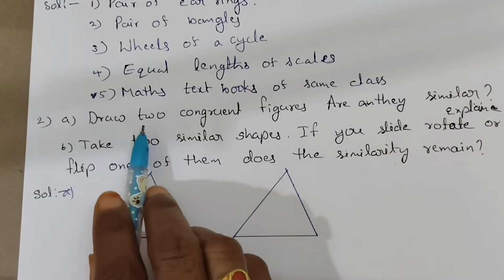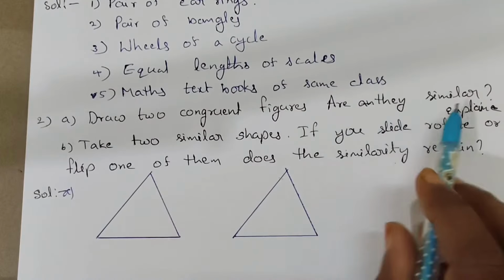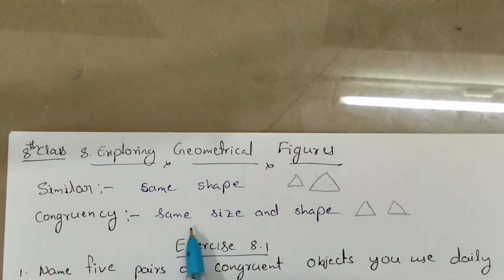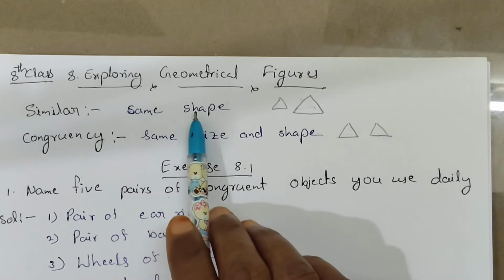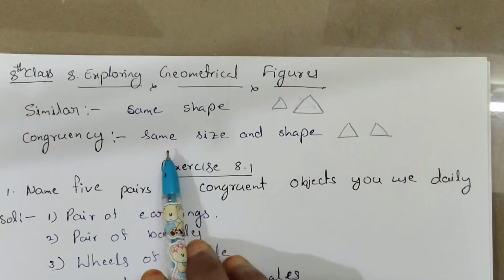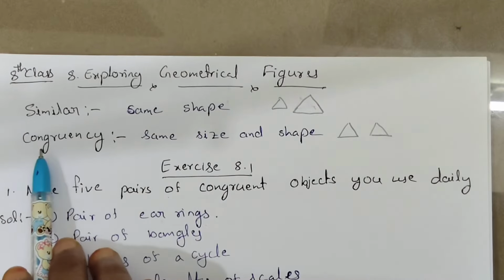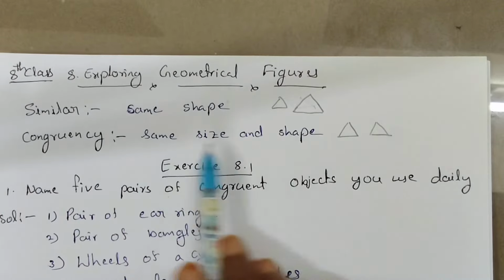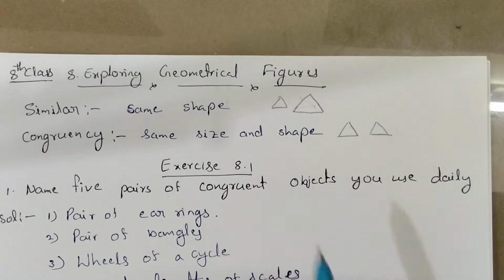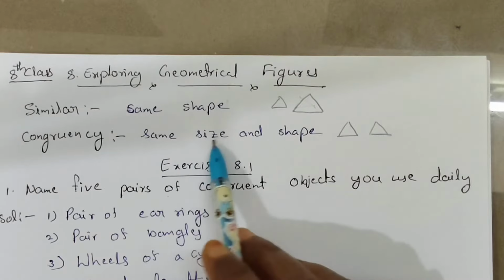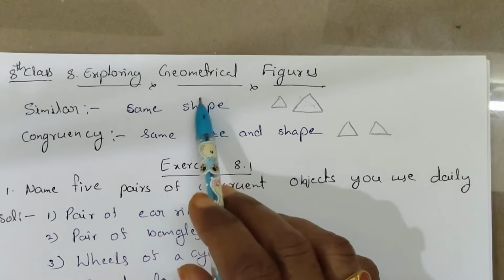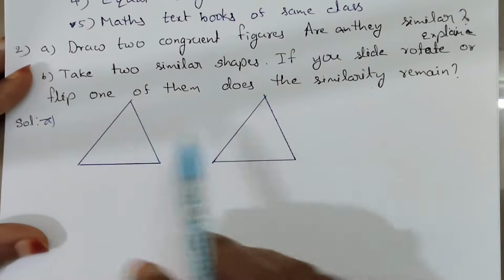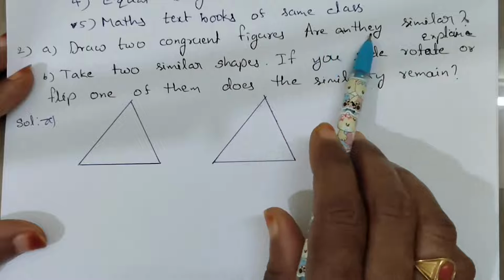Now the A answer: draw two congruent figures. Are they similar? Here we draw two congruent triangles. Here we observe the similar and congruency definitions. Same shape is similar. Same size and shape is congruency. So every congruent figure is similar, but not every similar diagram is congruent. So now, first we draw two congruent figures and ask, are they similar?